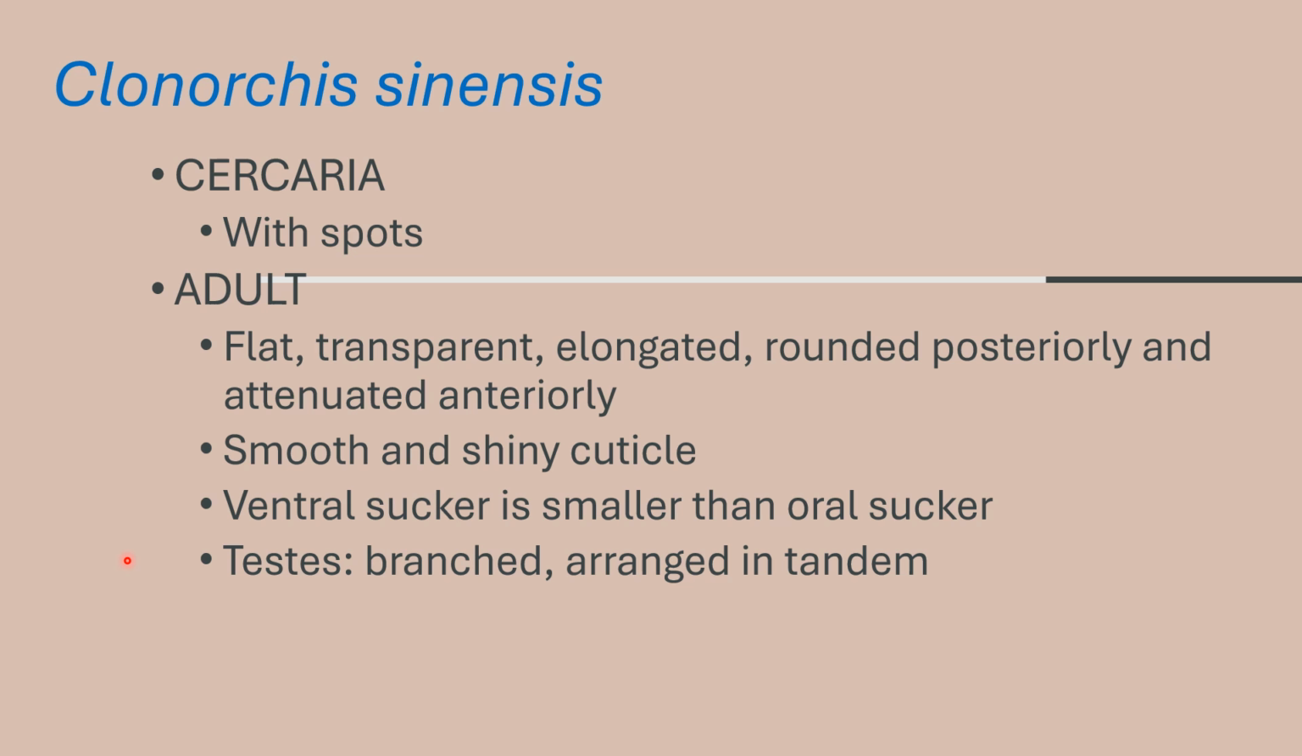Your ventral sucker is smaller than the oral sucker, and the testis is branched, arranged in tandem. Each end portion of the adult worm is narrower than the mid portion of the body. So the posterior and the anterior portions are narrower than the mid portion.